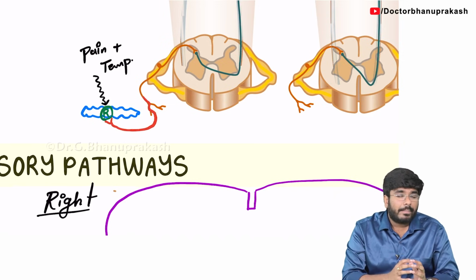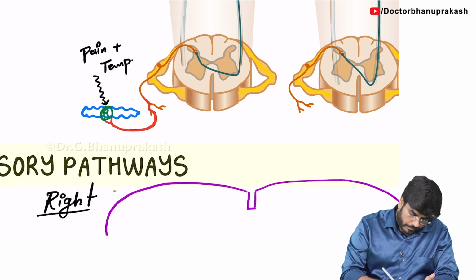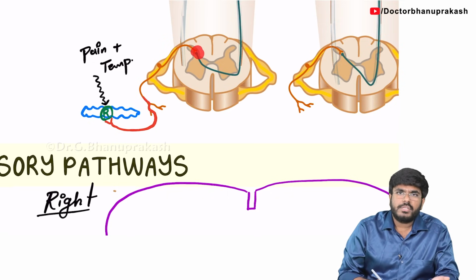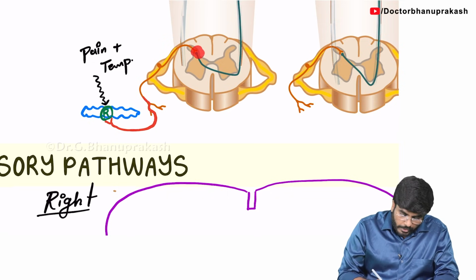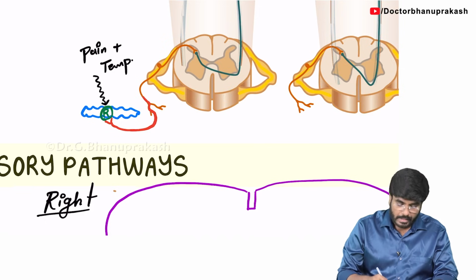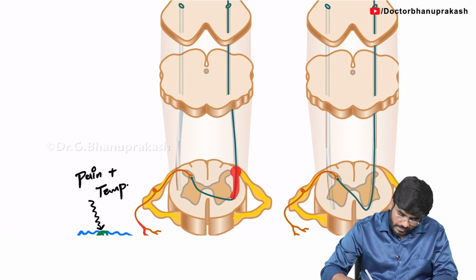Now from here, what will happen? The second order neuron. In the previous video I explained that there is going to be a second order neuron. The second order neuron is going to take this information, pain and temperature, and cross to the opposite side. Always the second order neuron crosses to the opposite side and goes up. So this second order neuron is ascending up.